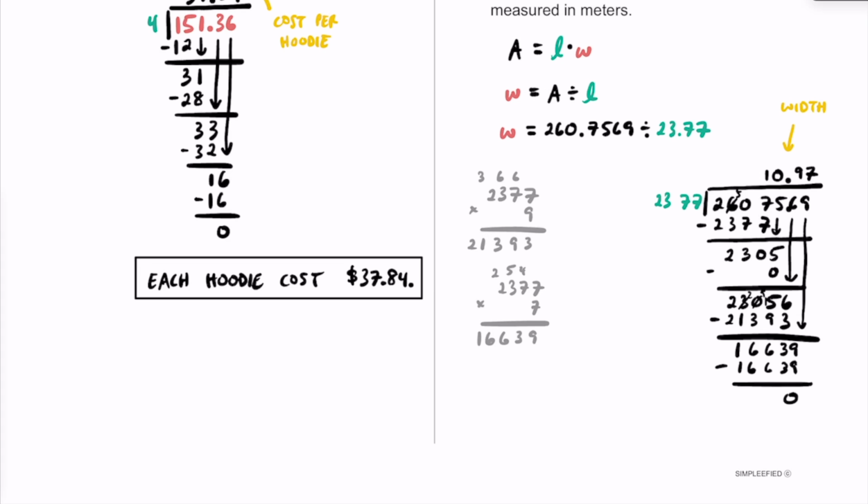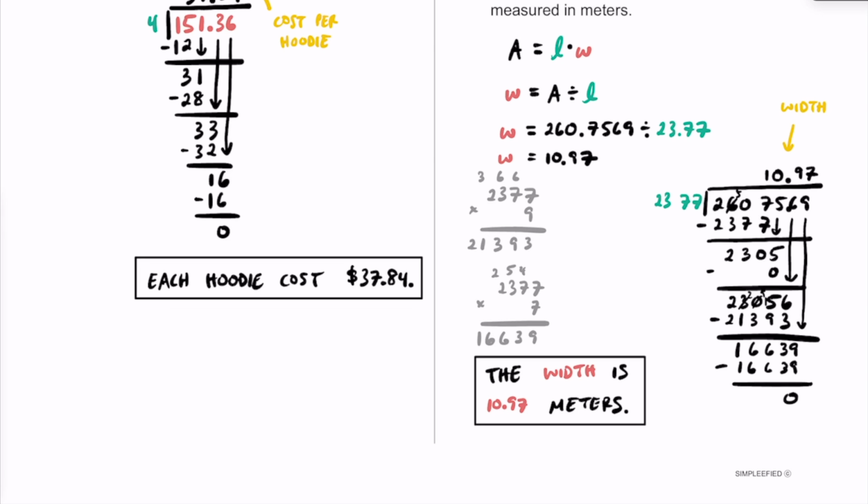This quotient up here of 10.97, or 10 and 97 hundredths, is going to be the width of the tennis court. So we can go ahead and say that this W is going to be equal to 10.97. So we know the width of the tennis court is 10.97 meters long. All right, so there you have 8 different practice problems where we practiced our decimal operations. Mainly in these 8 problems, we dealt with multiplication and division, just trying to apply them to some different scenarios.